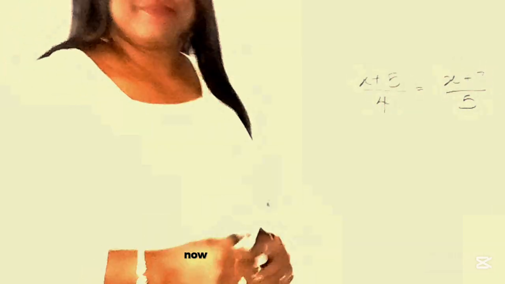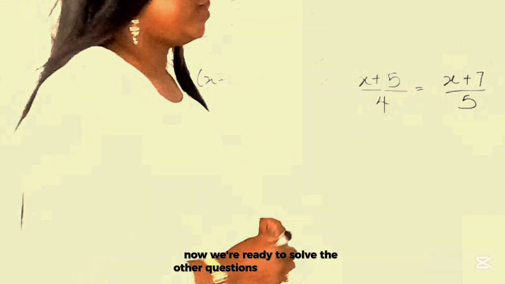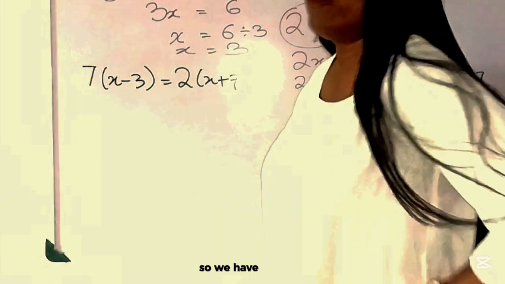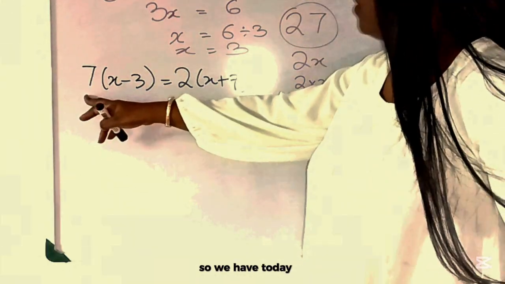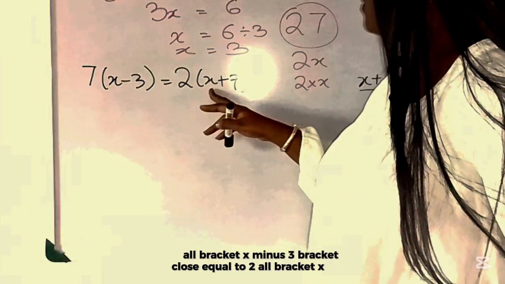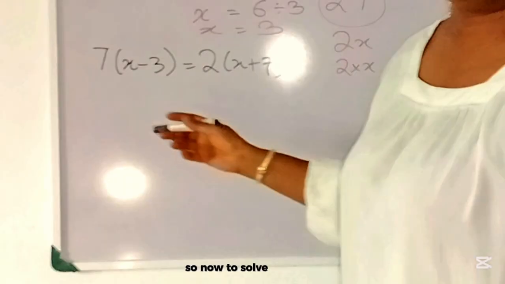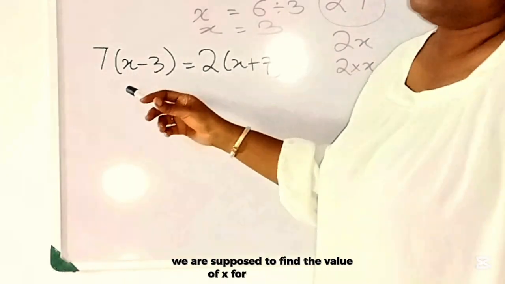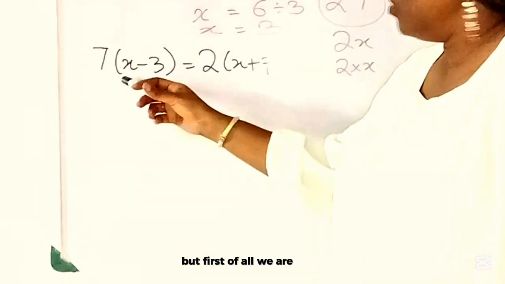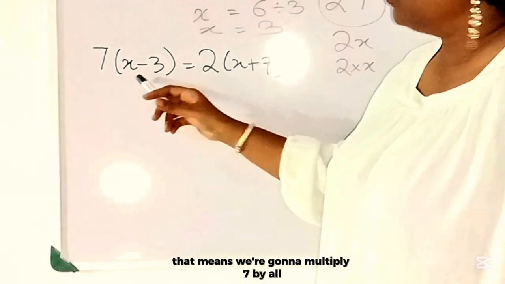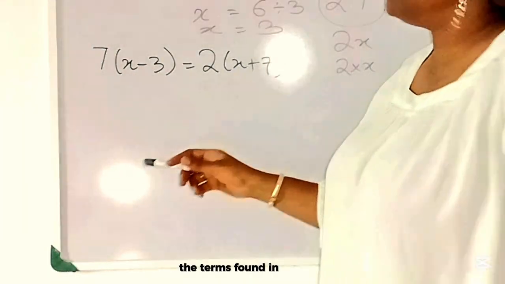And so now, we're ready to solve the other questions that we have for today. So, we have today 7 bracket x minus 3 bracket close equal to 2 bracket x plus 7. Now to solve this problem, we're supposed to find the value of x for this equation. But first of all, we are going to expand these brackets. That means we're going to multiply 7 by all the terms found in this bracket.